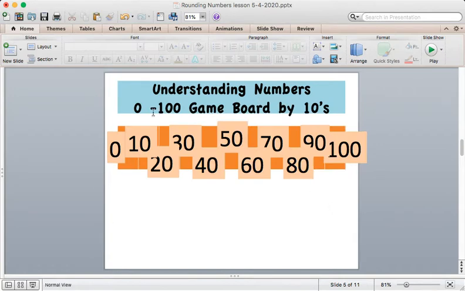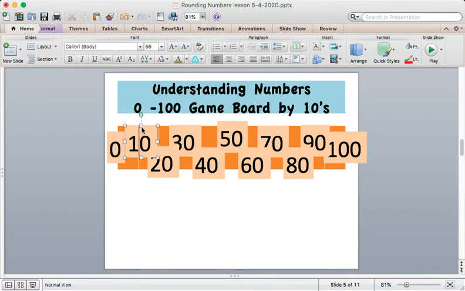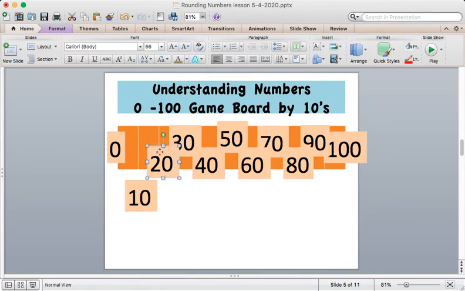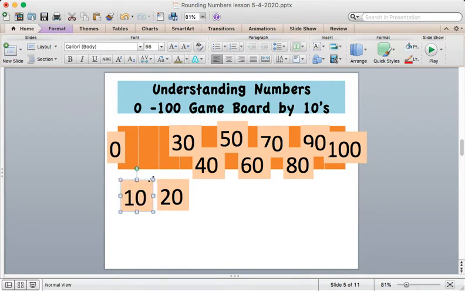Now we're going to move into the 0 to 100 game board, and we're going to count by tens. A little different here is the fact that your anchors are different. Your anchors are going to be more of your 0 to 100, and we're going to be counting by tens. So to do this game board, we're going to be talking about 50 being our middle number. 50 is our middle number.